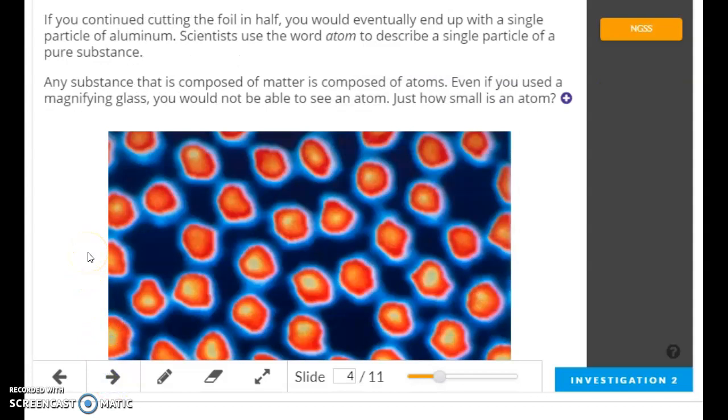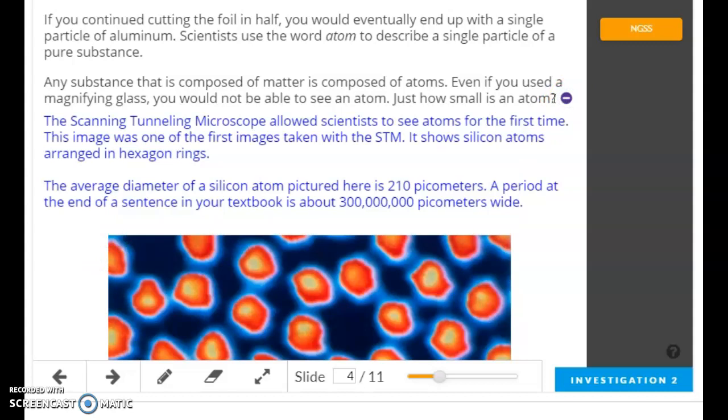If you continued cutting the foil in half, you would eventually end up with a single particle of aluminum. Scientists use the word atom to describe a single particle of a pure substance. Any substance that is composed of matter is composed of atoms. Even if you used a magnifying glass, you would not be able to see an atom. So just how small is an atom then?